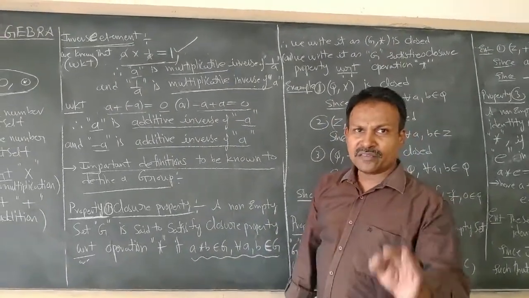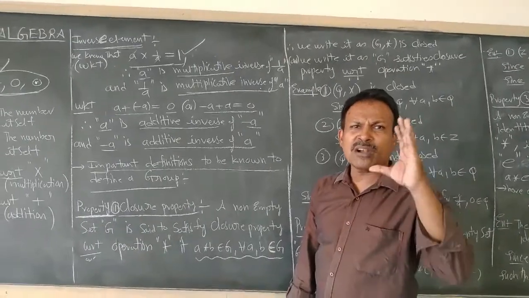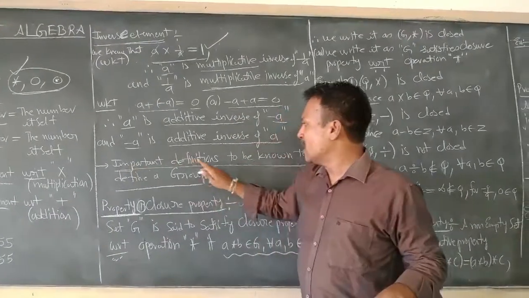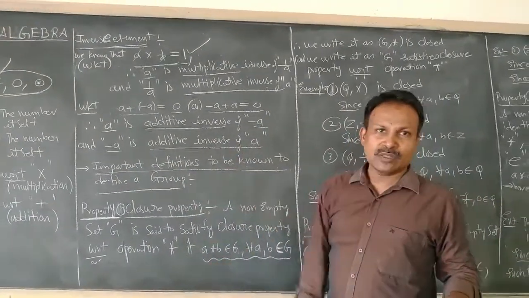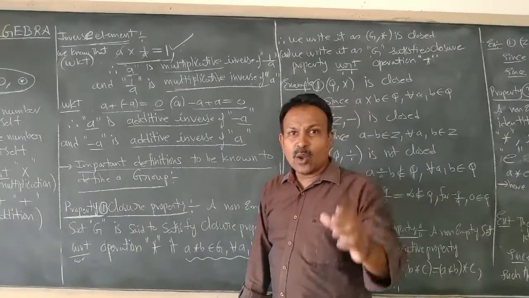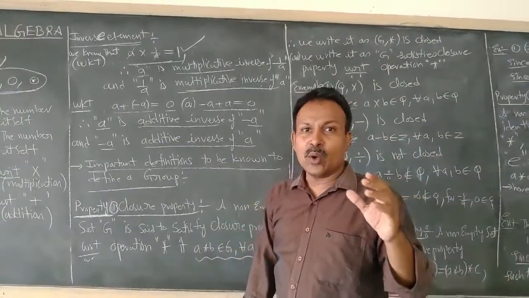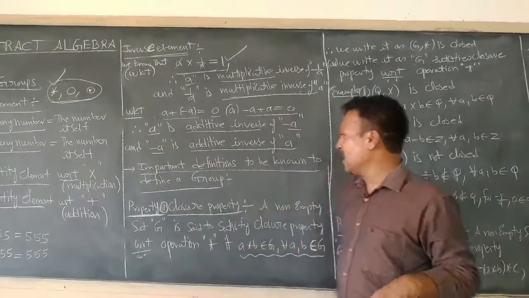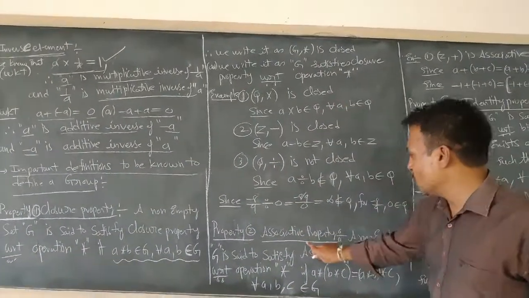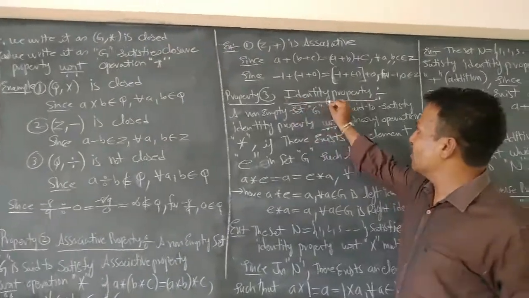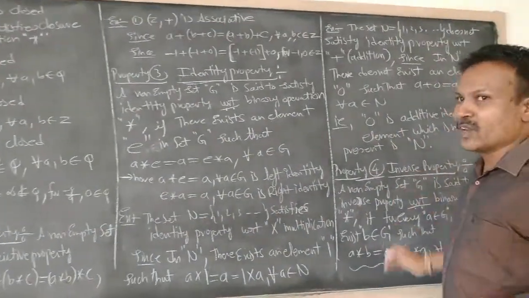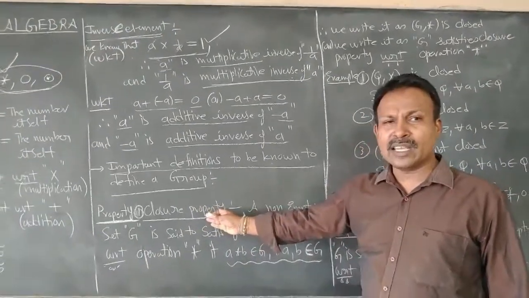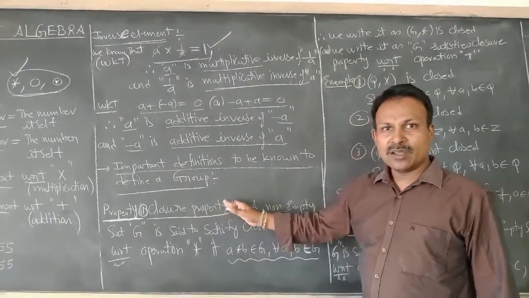Right. Next, the first and foremost, most important definitions to define a group. So, here I have written this as important definitions to be known to define a group. To define a group, we should be well versed and very clear about the definitions called closure property. Next one is associative property. The next one is identity property. The next property is inverse property. Right. The first property, that is closure property, is property 1 to define a group.